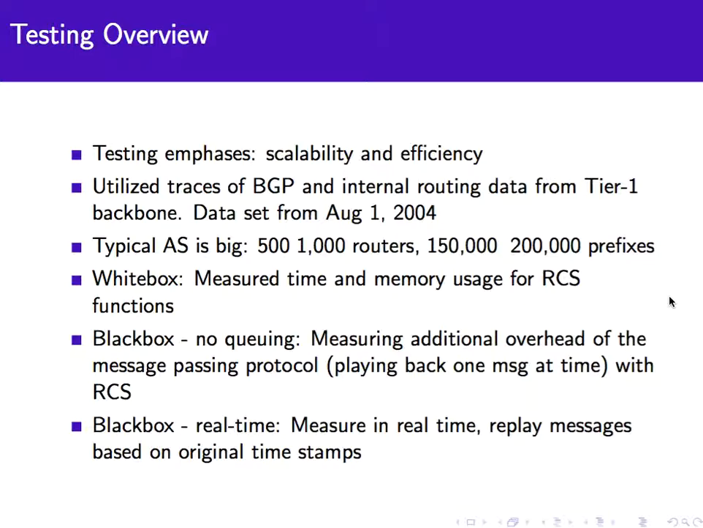They used three types of testing: white box, black box with no queuing, and black box real time. For white box testing, they measured time and memory usage of the RCS functions. For black box with no queuing, they measured the additional overhead of the message passing protocol, playing back one message at a time and timing the overhead within the RCS framework. For black box real time, they measured in real time by replaying all the messages based on the original timestamps.